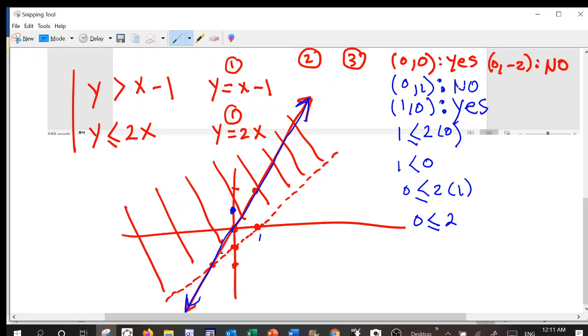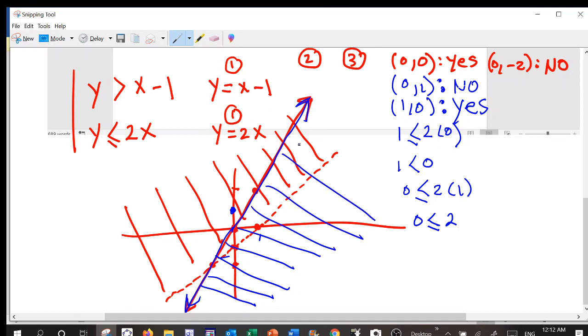And so what we have to do is what? We have to shade here, right? We have to shade here. So the solution is really this area right about here, right? That area, because that's the overlap, right?